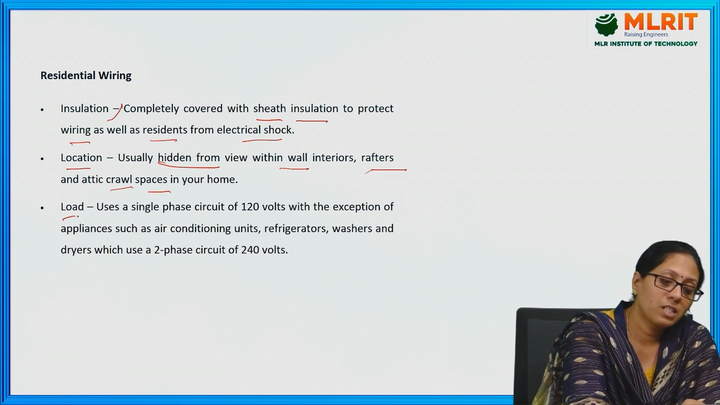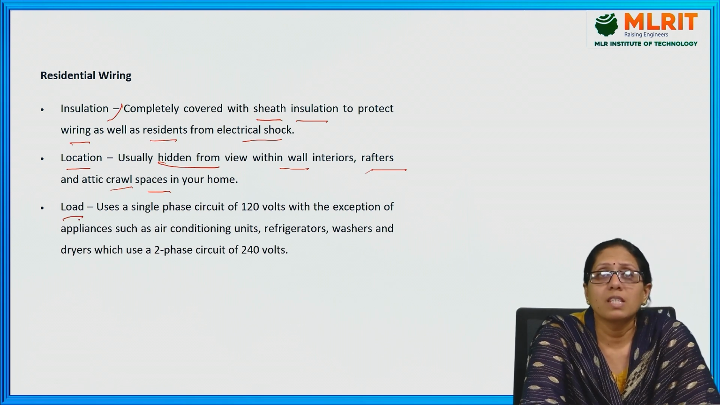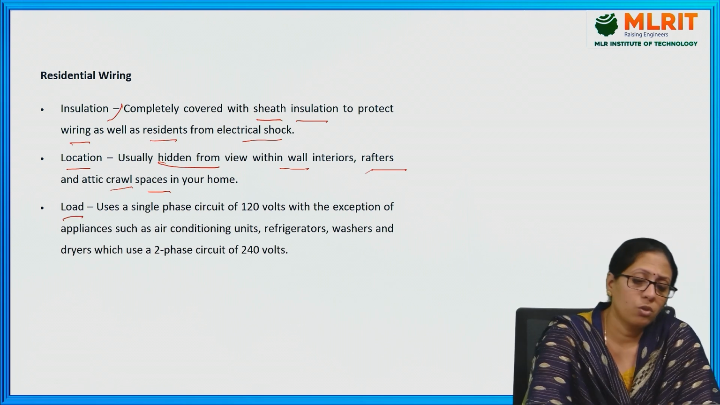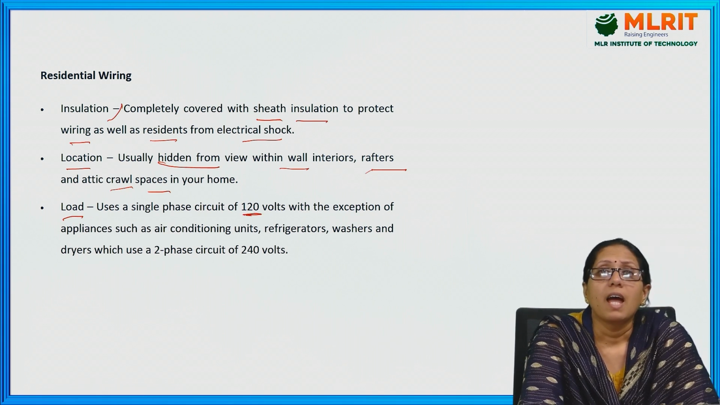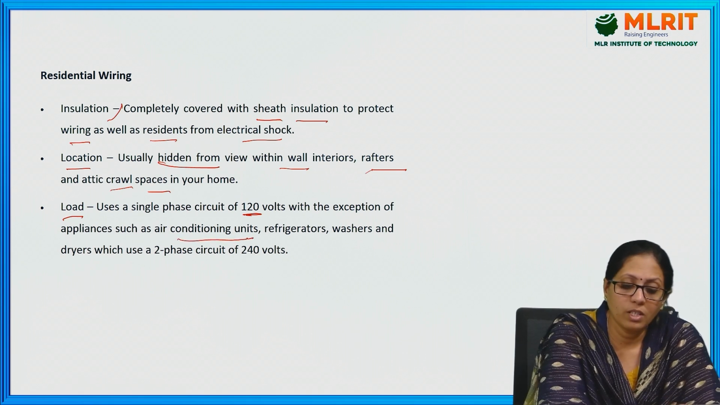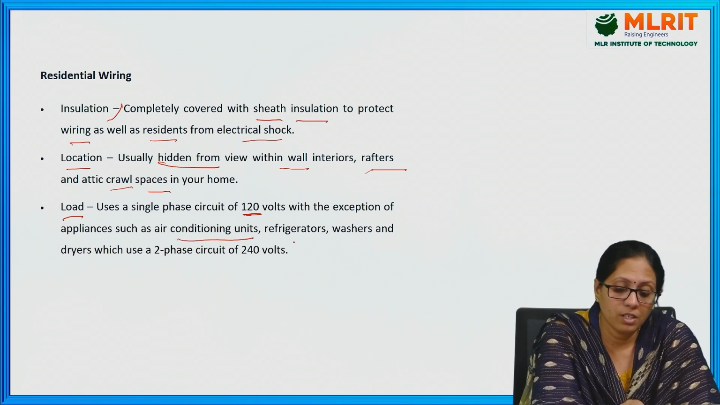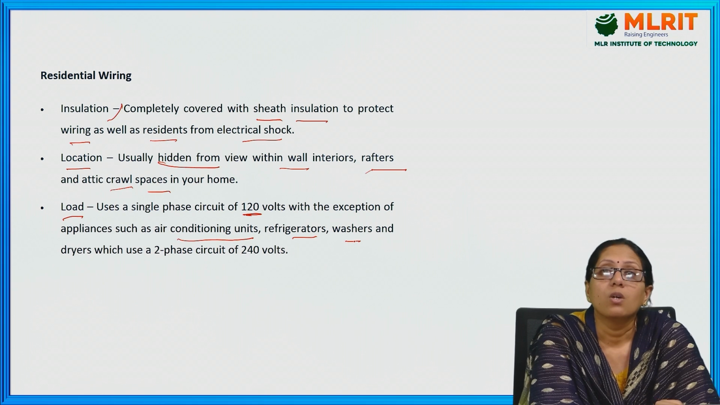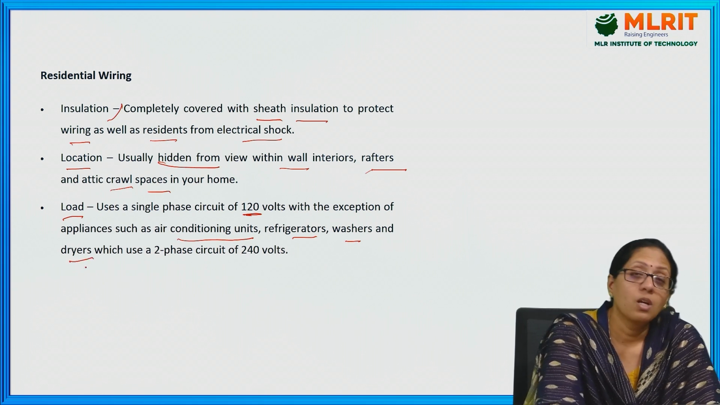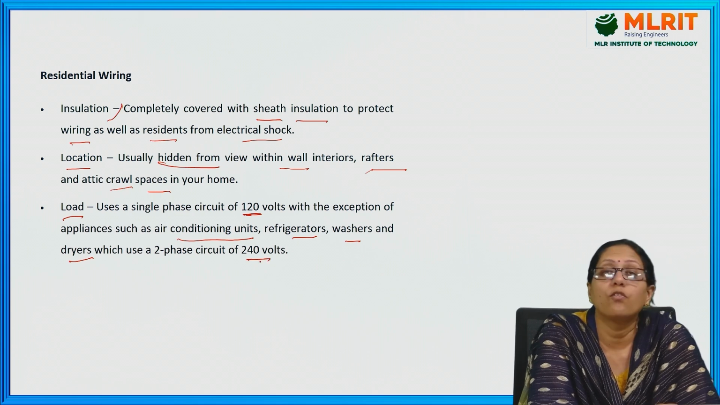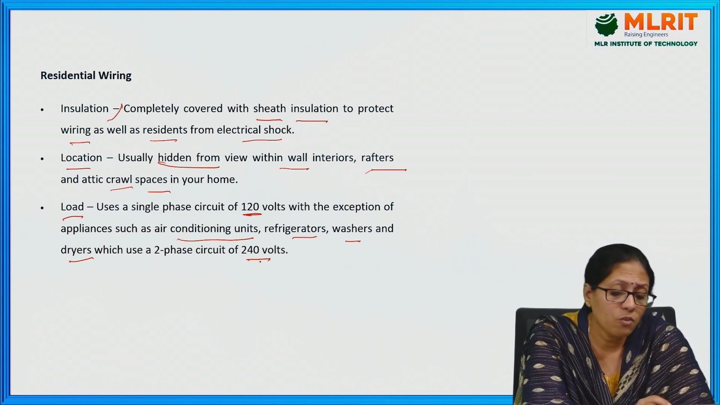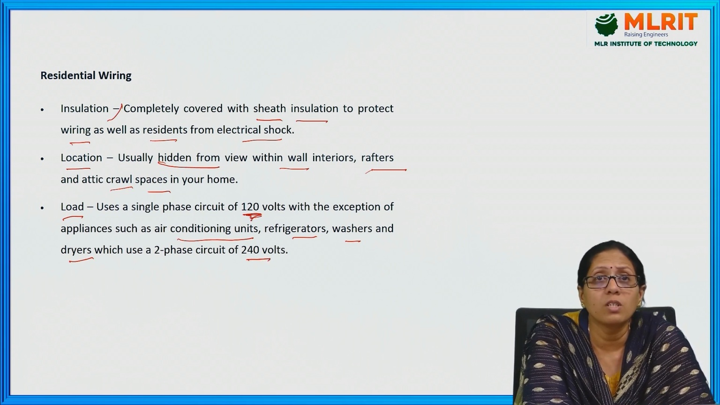And the next one is load. It uses a single-phase circuit of around 120 volts, with the exception of appliances such as air conditioning units, refrigerators, washers and dryers, which use a two-phase circuit, that is 240 volts. For single-phase circuits, that is 120 volts. For two-phase circuits, that is 240 volts.